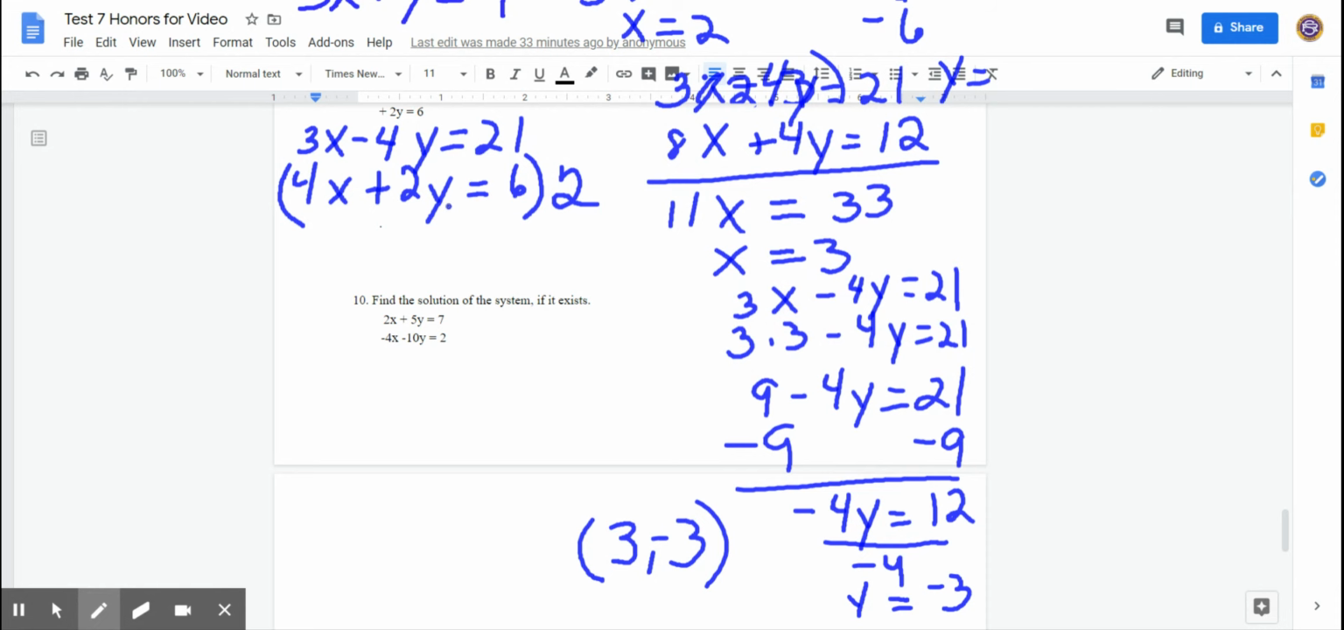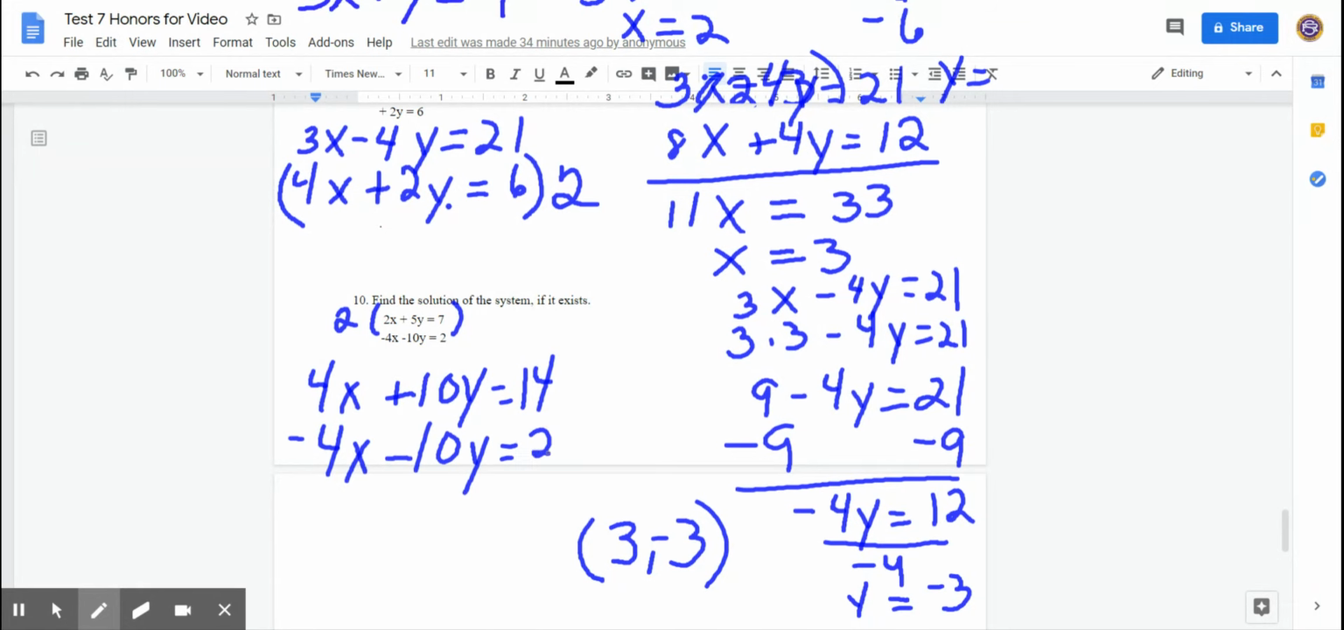Number 10, we're going to look at those two equations again. And I notice that my x's are opposites already in sign. One is positive, one is negative, but they're not opposite numbers. So if I multiply that top equation by 2, I get 4x plus 10y equals 14. And then my second equation, negative 4x minus 10y equals 2.